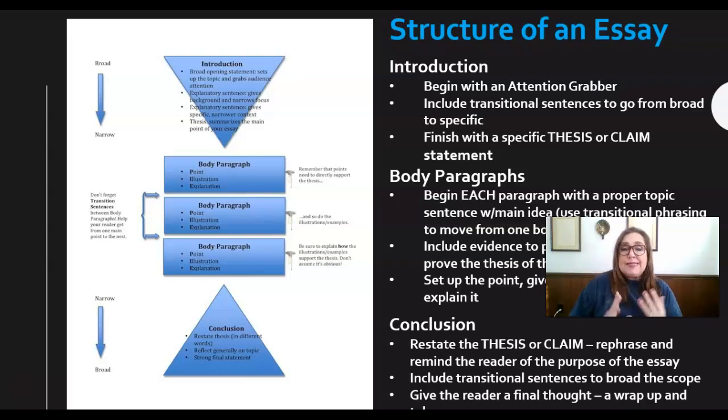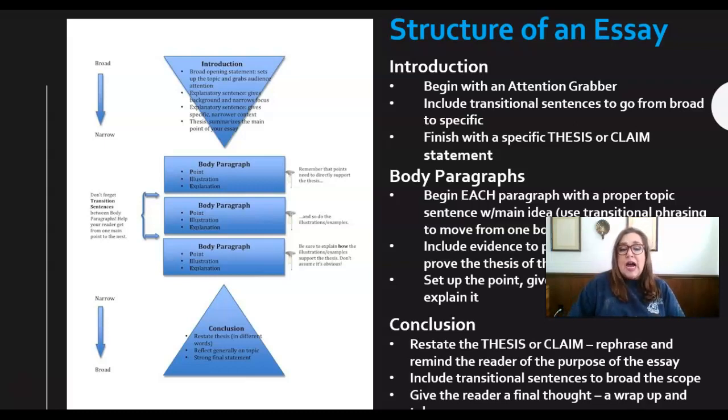Your body paragraphs, you're going to start off each body paragraph with a topic sentence with a main idea. In the previous slide, we talked about how to structure a paragraph. Each and every paragraph in the body of your essay needs to have a topic sentence with a main idea. You have to show your reader what the purpose of that paragraph is, and also how it ties in, what it is proving about that thesis. So each body paragraph usually has a job to do to prove something or to support something about that thesis.